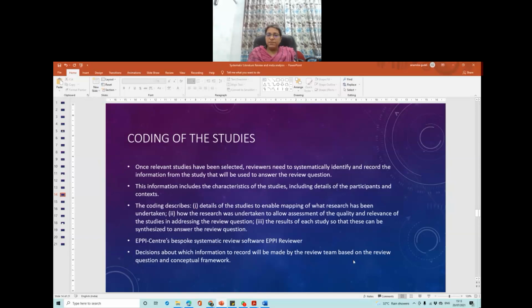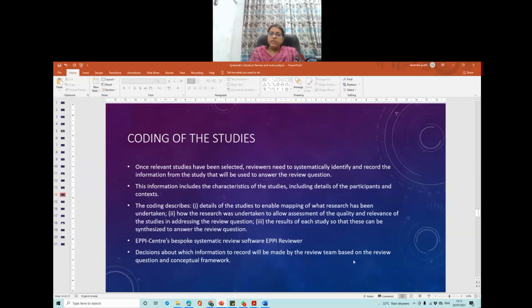So the coding describes the details of the study to enable mapping of what research has been undertaken. So it tells you the basic ideas of what kind of research has been done, how the research was undertaken by study method, study design, to allow assessment of quality and relevance of the study to the review question. Further, we have the results of each study so that these can be synthesized to answer the review question.